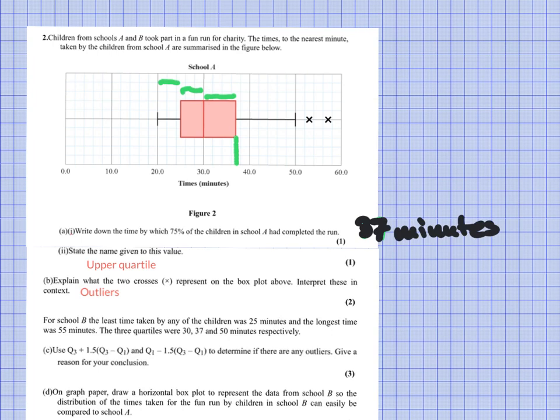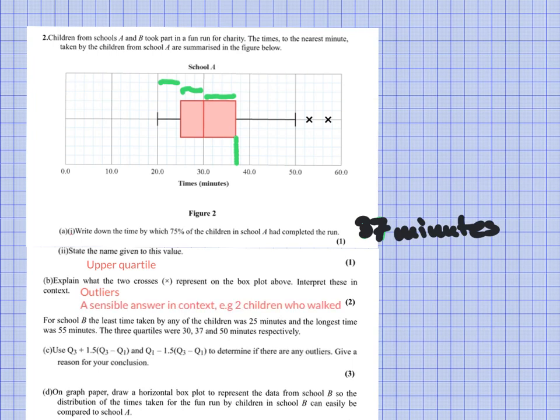Number 1, they could be errors. Number 2, they are observations that are very different from the others and hence need to be treated with caution. Or thirdly, these 2 children probably took a lot longer because they walked. These are all acceptable answers. Anything that's sensible and explains what an outlier is in the context of the question will be awarded the mark. Good. So we've got so far.